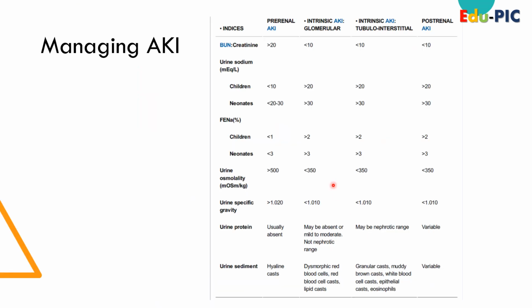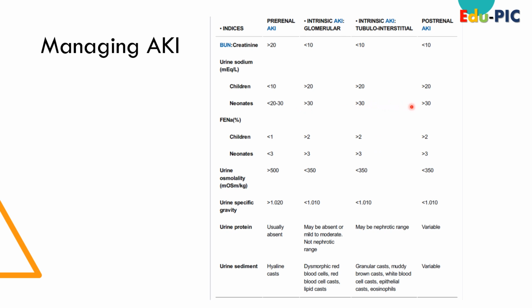So one of your aims in managing AKI is to know where the AKI is coming from. As we said, identify the cause. Is it pre-renal? Is it renal? Or is it post-renal? As you can see here, there are some ways to try to identify that, like knowing the BUN creatinine ratio, because if it's above 20, that's pre-renal, but if it's less than 10, it goes with any of the other causes. Urine sodium in children, if it's less than 10, then it's pre-renal. If it's above 20, then it's any of the other causes.